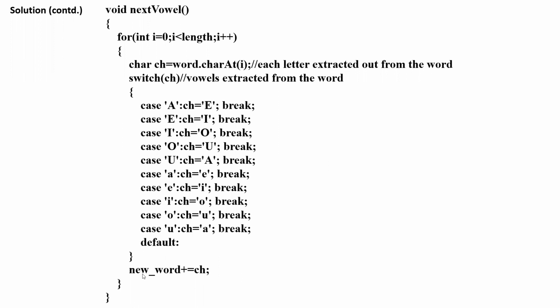Outside the switch, in the new word variable, I'm concatenating the character. So if my character is a non-vowel, it is automatically added to the new word as it is. But if it is a vowel, it enters the switch, changes to the next vowel and is added.